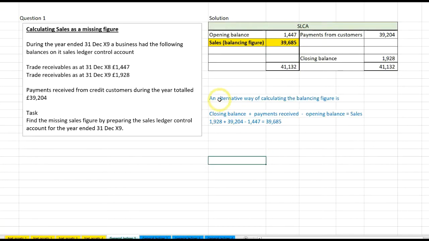Here's just a little alternative way. If you don't want to write out the T account as I've done, you can just say it's the closing balance plus the payments received minus the opening balance will give you your sales figure. So we have 1928 plus 39204 minus 1447 equals 39685.